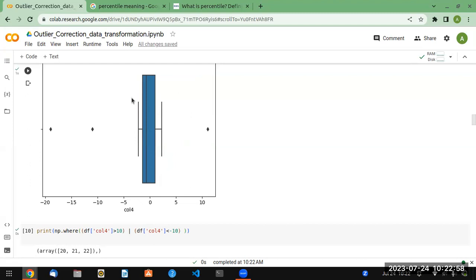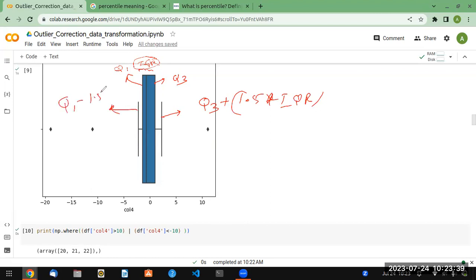Quartile 3 means what? This one. This is Q3, this side. This is Q1. Okay, and the middle line in the box plot is the median. This is Q3, this is Q1. This is IQR, isn't it? Q3 minus Q1, the box length, is the IQR. And this value is Q3 plus 1.5 into IQR, and this value is Q1 minus 1.5 into IQR.